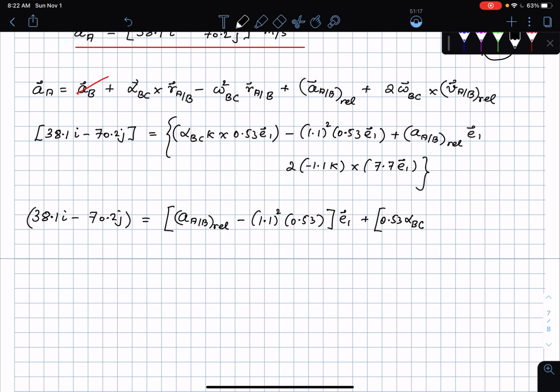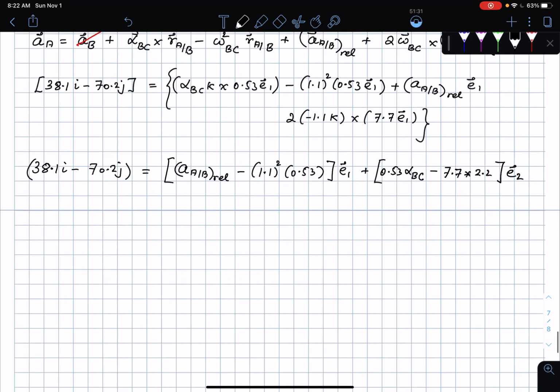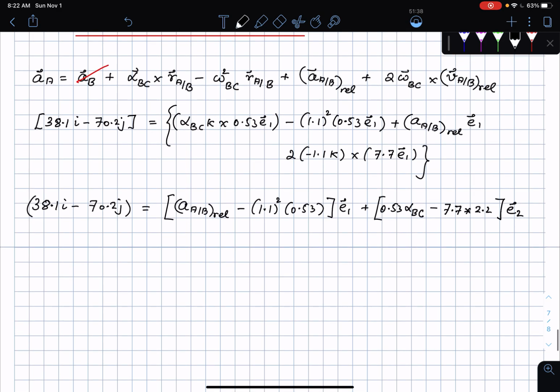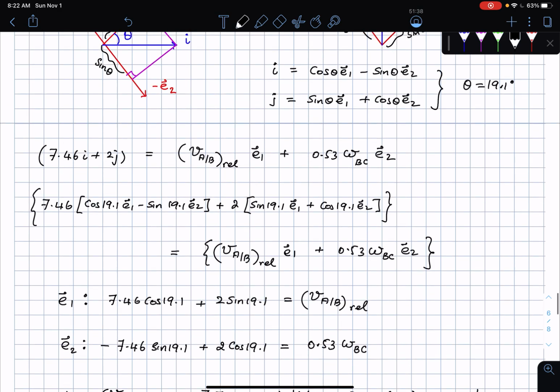And then I'm going to have 2 times minus 1.1 is minus 2.2. K cross E1 is E2. So this is going to be minus 7.7 times 2.2 in the E2 direction. Okay, so all of them put together E2. And same idea, instead of I and j, I have to do the substitutions from the coordinate transformation, which we already have from here. Let me just go and grab that thing.